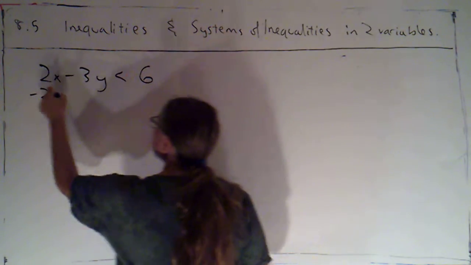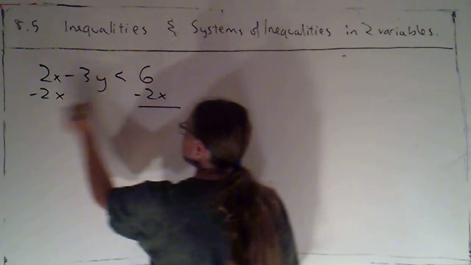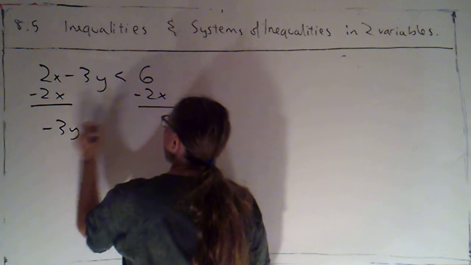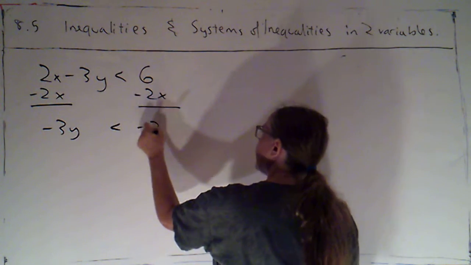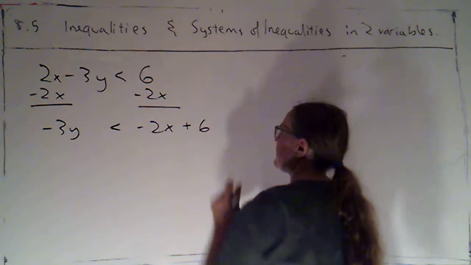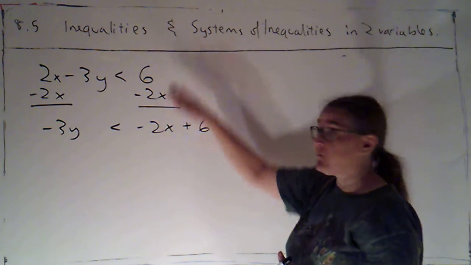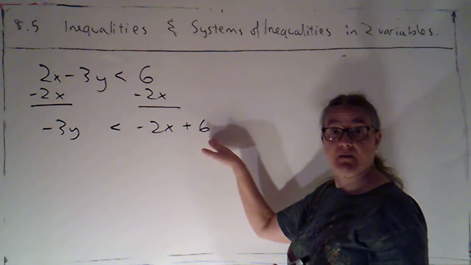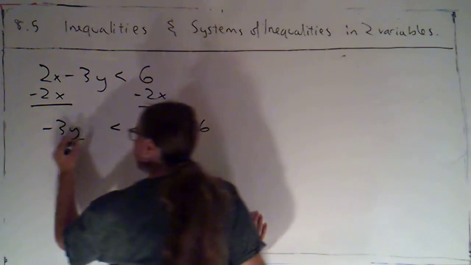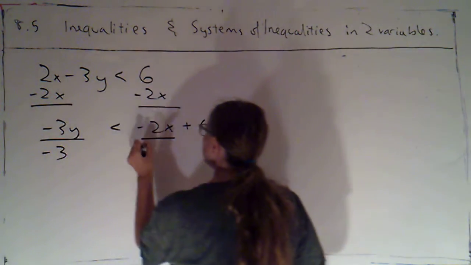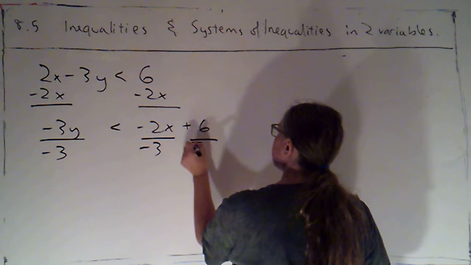So I'm going to subtract 2x from both sides. So I'll have negative 3y is less than negative 2x plus 6. Notice these are not like terms, so we can't combine them. We just have to write them as separate terms. Now to get the y by itself, I'm going to divide through by a negative 3.